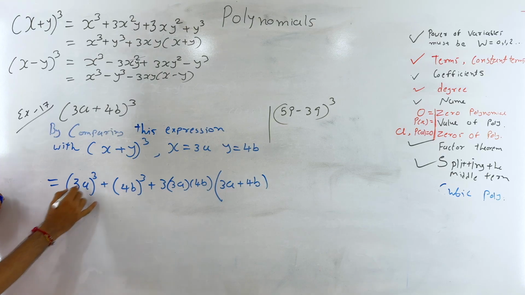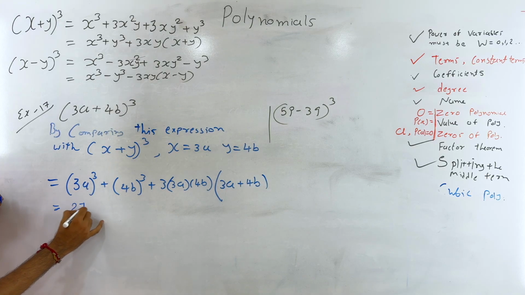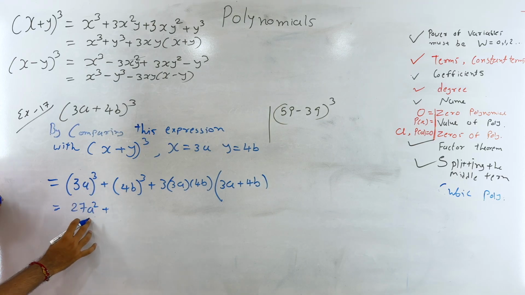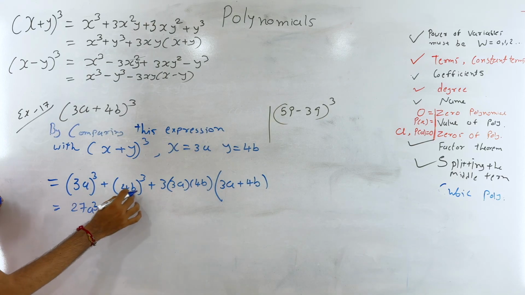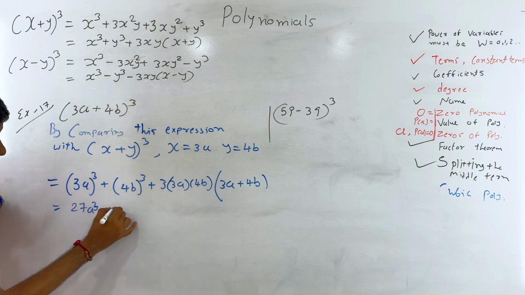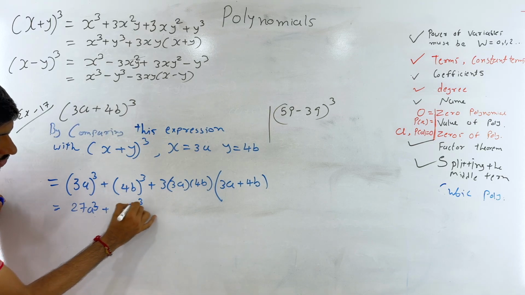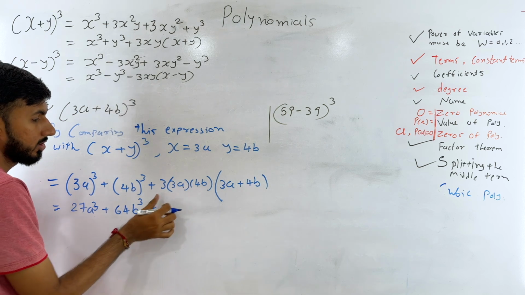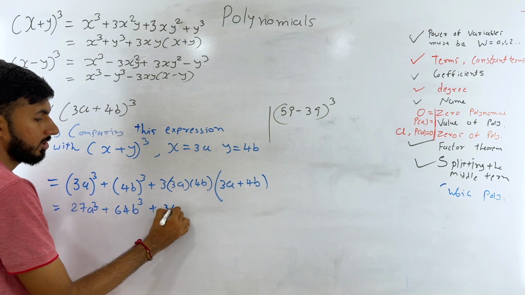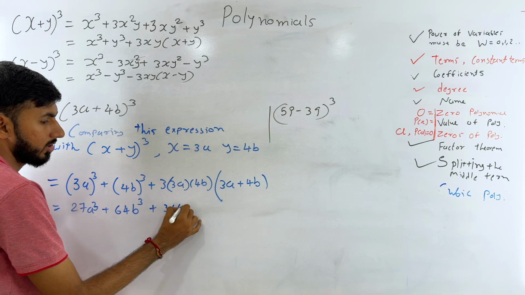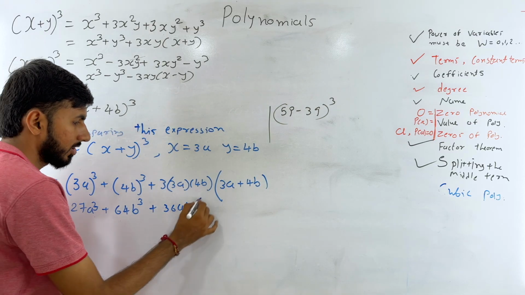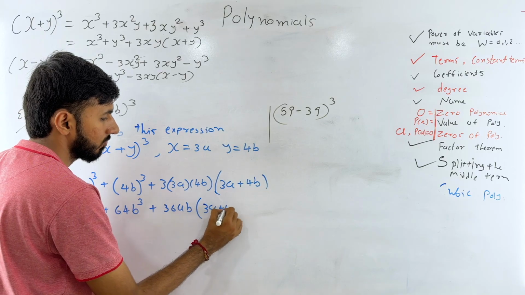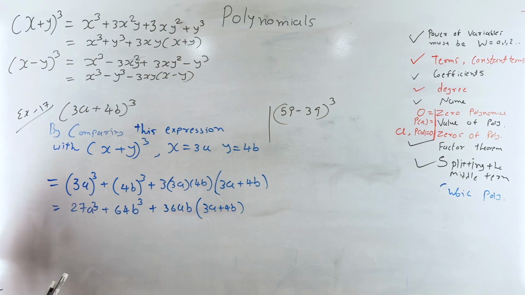Now just simplify it. (3a) cube, that is 27a cube. Now (4b) cube, that is 64b cube, plus 3 multiply 4, that is 9 multiply 4, that is 36 in bracket ab, 36ab. Now in this bracket I cannot simplify this, so I have to write it as it is, (3a plus 4b). This will be your answer, very easy.